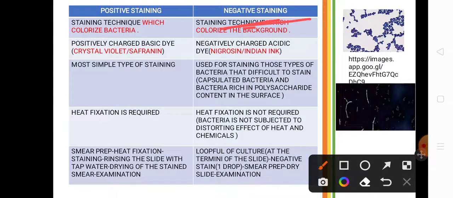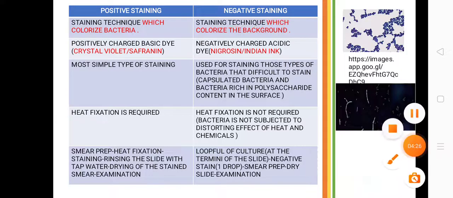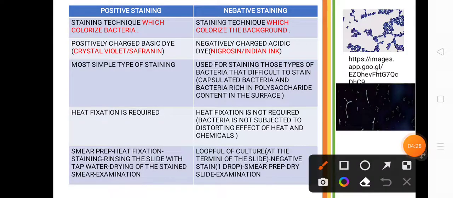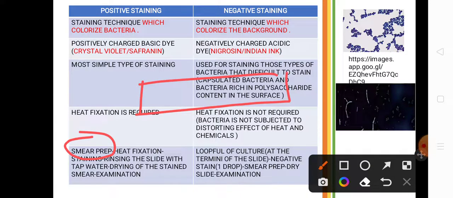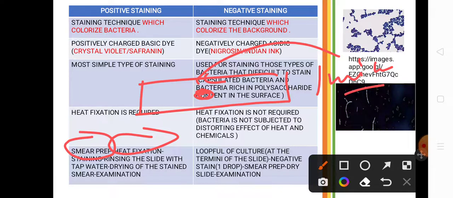Okay, so in the case of positive staining, what are the steps? First we have to prepare the smear. If you are using liquid culture, then you will take a loopful of culture, make the smear, first air dry it, then heat fix, right? After that you will add the stain. After 1 minute you will rinse the slide with gentle tap water, and then you can examine it with the help of any kind of student microscope.